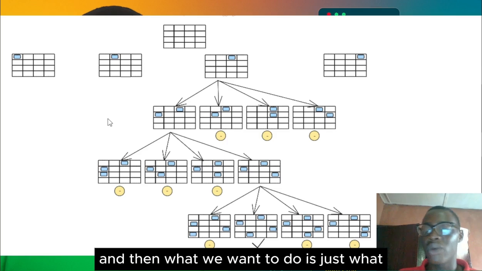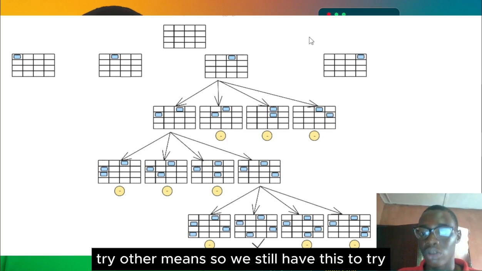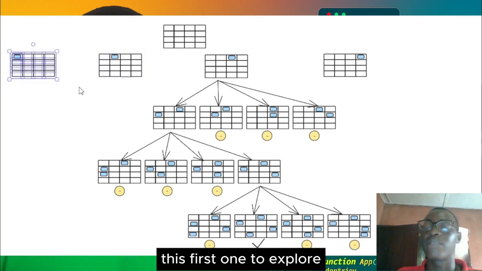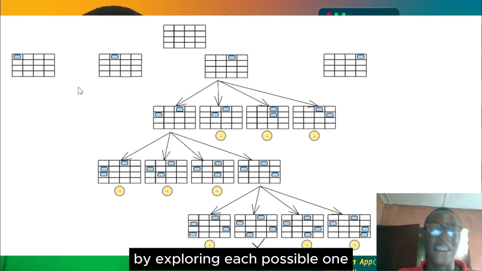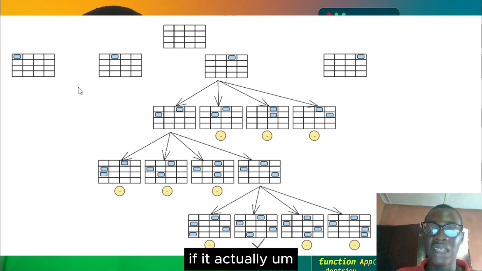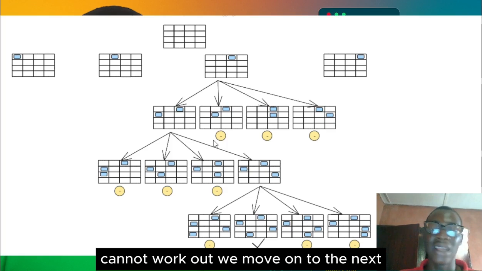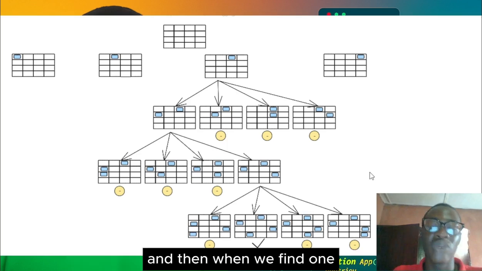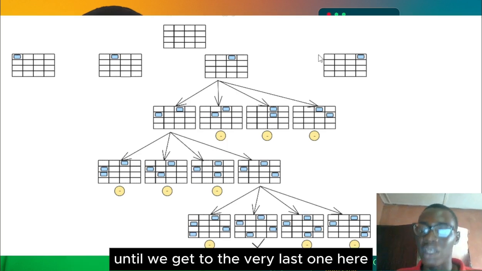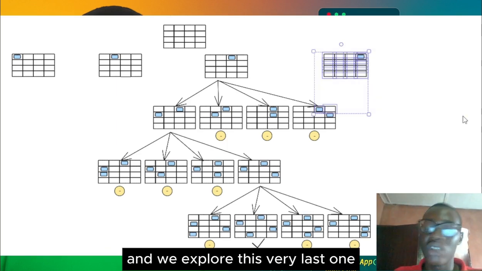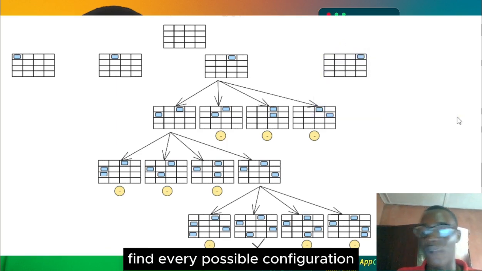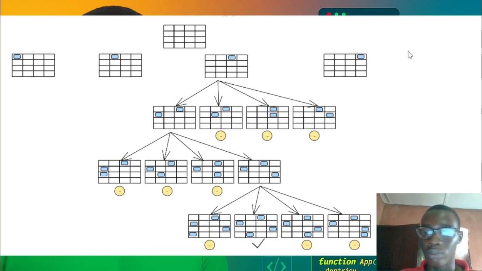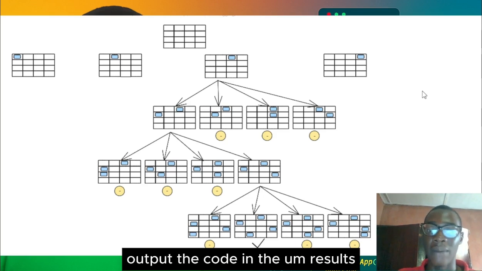Then what we want to do is just try other options. We still have this one to try, this second one, this first one to explore. So that's how we solve this problem, by exploring each possible one. If it cannot work out, we move on to the next. If it can, we explore deeper and deeper, just like this. When we find one, we keep on exploring until we get to the very last one here, and we explore this very last one and make sure that we have found every possible configuration. That's when we stop, and that's where we output the results.